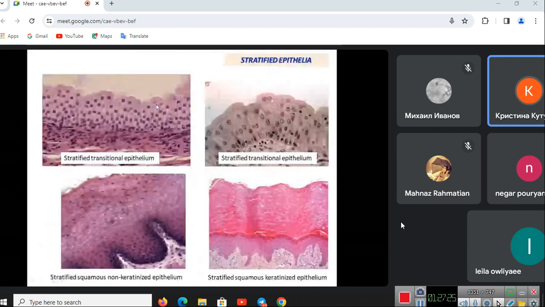If you look at the real picture of this epithelium, point to the surface, and most of the thickness of this epithelium, this is the stratum corneum, which consists of the dead cells filled with keratin. Keratin is the hard substance which also makes our nails and hair.